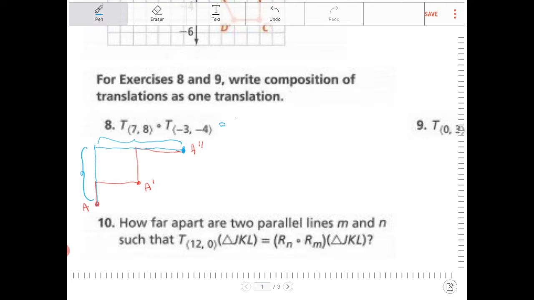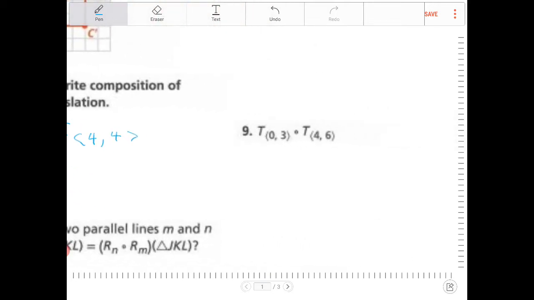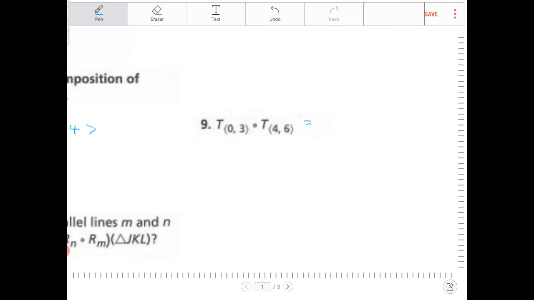This is a composition of translations. Here it doesn't matter, but we typically go from right to left. Remember that. So we would translate -3 comma -4 first, and then 7 comma 8. But here we're just looking for the resultant. So 7 plus -3 is 4, and 8 plus -4 is 4. So we're translating 4 comma 4. Same thing, we're translating 4 comma 6, and then via translation 0 comma 3. So this end result will be 4 comma 9.